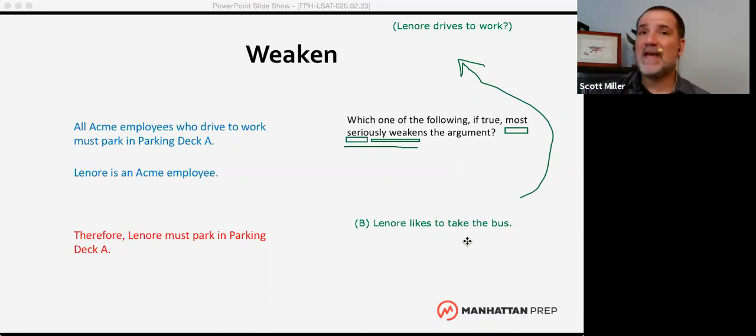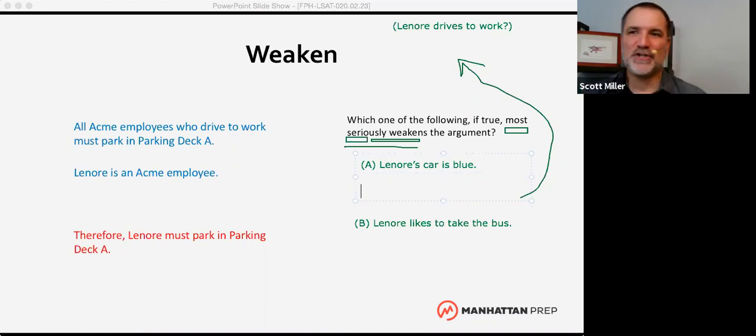But that's okay. If none of the other answer choices really weaken it at all, then all an answer choice has to do is weaken it a little bit in order to be the correct answer. All the other answer choices are kind of, Lenore's car is blue. Does that mean she drives it to work? Like, I don't know, right? Does that tell me whether she drives it? No, it just tells me the car is blue.